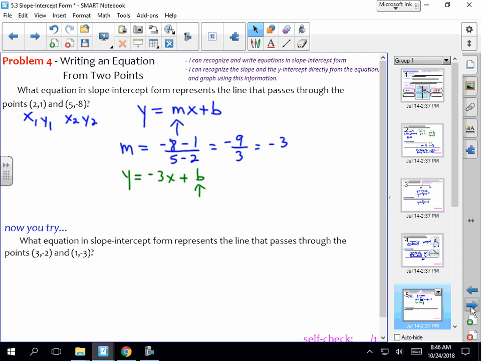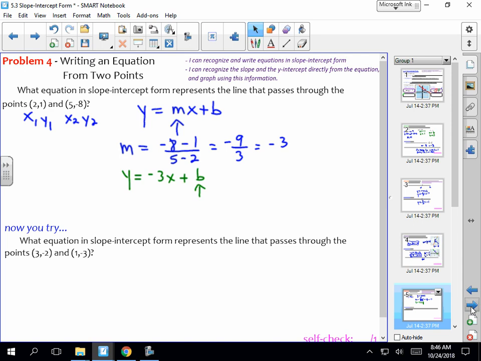Now, that kind of warrants the discussion, which of those 2 points do you think would be easier to plug into this equation and solve for b? Yeah, I think so too. The 2, 1, not only because they are smaller numbers than the 5 and the negative 8, but they are also both positive. So it's your choice. You could choose either one. You'll get the same results. But I would probably choose 2, 1.